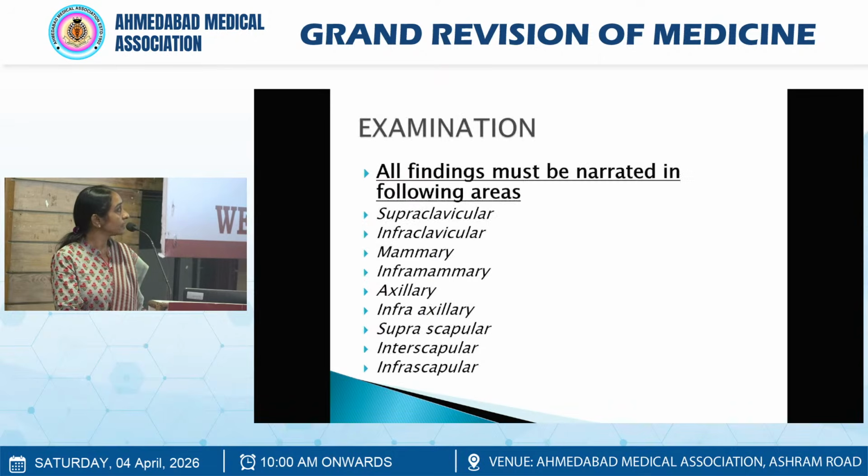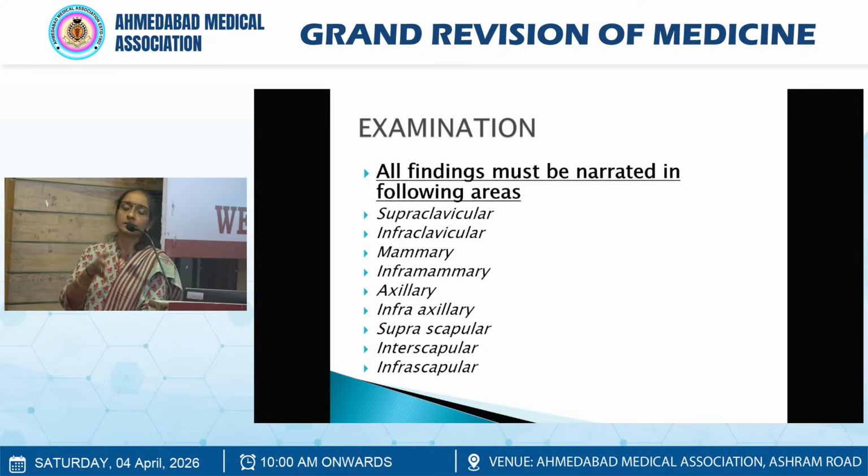Hemoptysis we have already discussed. In examination, when you describe inspection, palpation, percussion or auscultation, you have to speak area-wise. Anatomically, with the transverse fissure and oblique fissure, the right lung is divided into 3 lobes, and the left into 2 lobes.